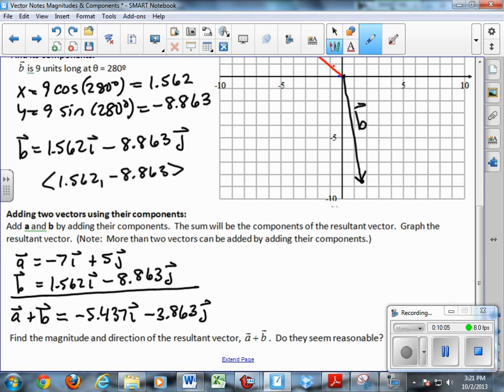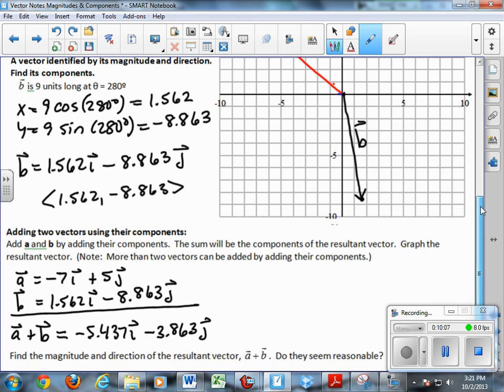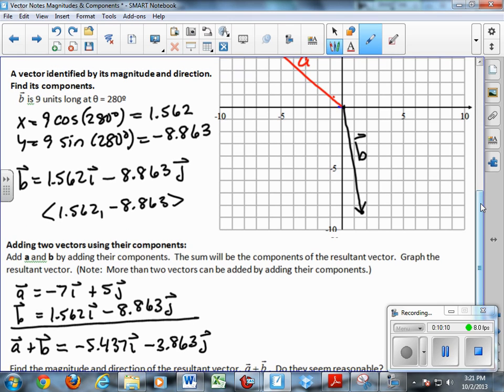If I plot those coordinates, negative 5.4, 2, 3, 4, 5.4 is here. So basically I'm kind of going out to here. And if I go down, I'm not going to draw that. Negative 5.4, I'm just going to plot the 1 point. Negative 5.4, negative 3.8 is about right here, which means my vector sum, a plus b, is right there.